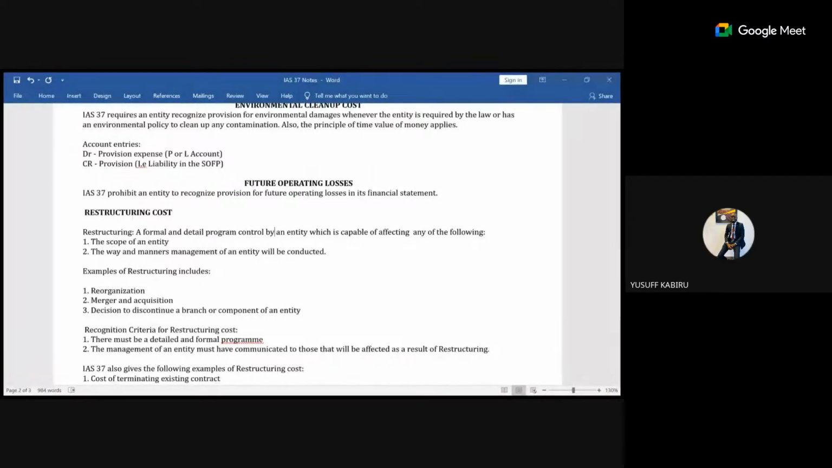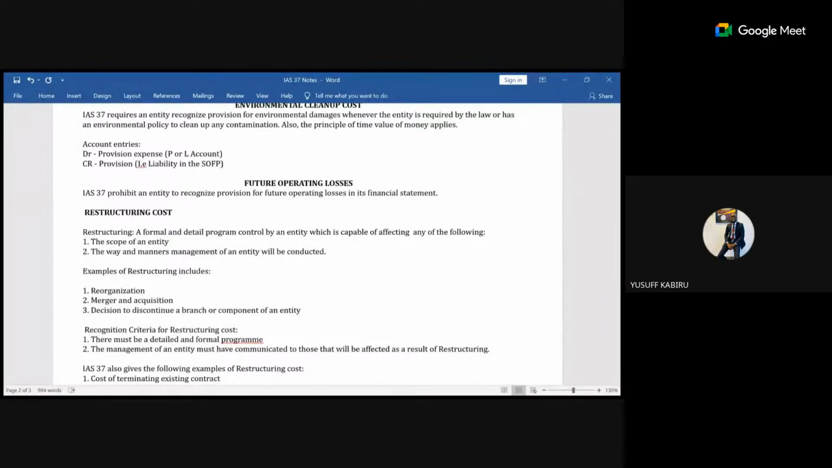So one of them is the scope of the entity. Number 2 is the ways and manners management of an entity will be conducted. That means a formal and detailed program that will affect the scope of an entity. You know, I make the example.